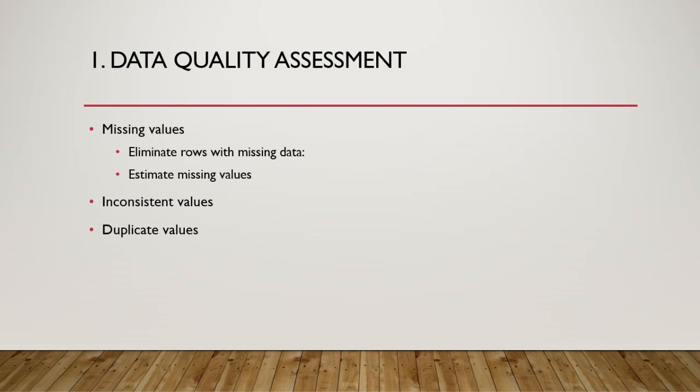We have already seen handling of missing data in the EDA tutorials as well. I will show some examples in a Jupyter notebook. Then comes inconsistent values. Inconsistent values means there can be some columns where I need a particular value, but it may contain something else as well. This type of problem occurs mostly for string data type fields.